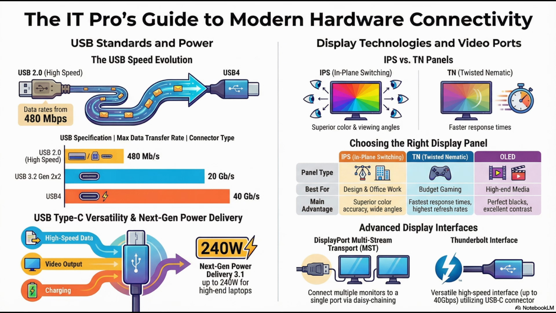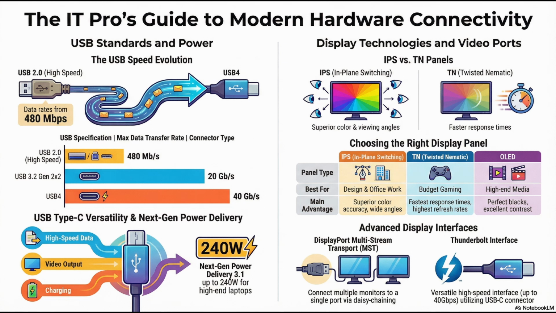And now we have Power Delivery, or PD. With the latest PD 3.1 standards over USB-C, we can push up to 240 watts. 240 watts. That's not just a phone. Right. That's a gaming laptop. It is. It's 48 volts at 5 amps. Yeah. It basically means we are approaching a world where you don't need a proprietary brick charger for your high-end hardware. You just need one good USB-C cable.